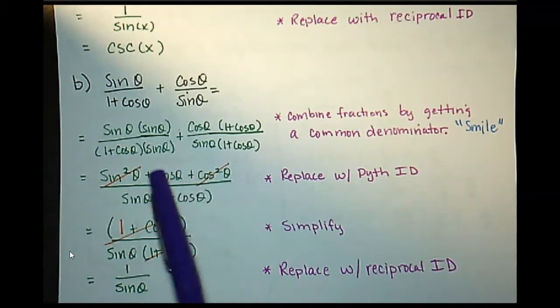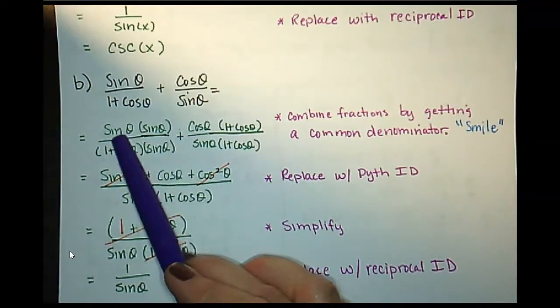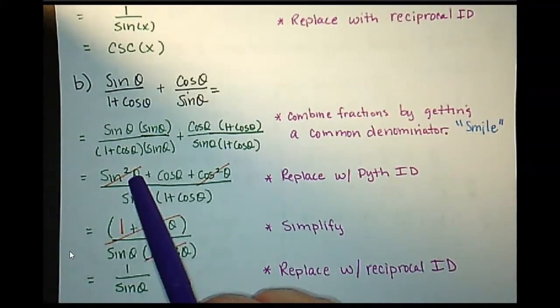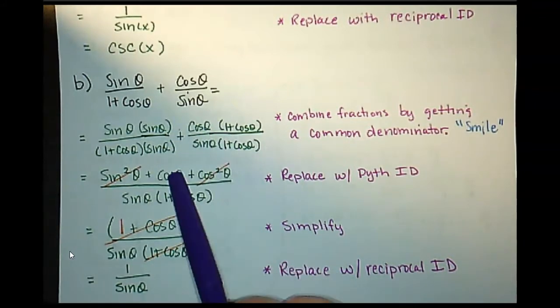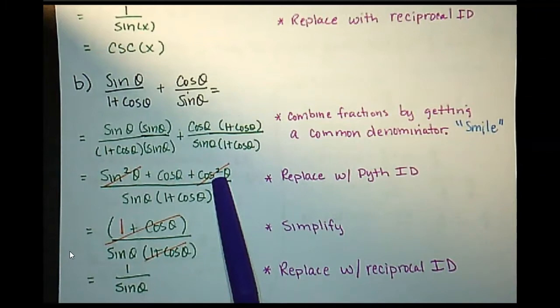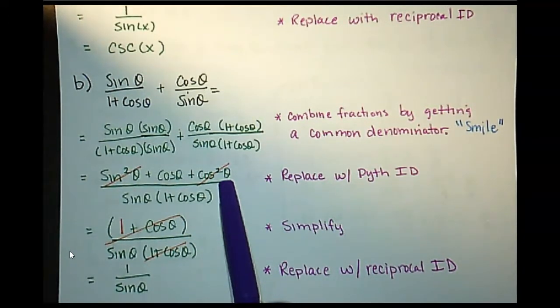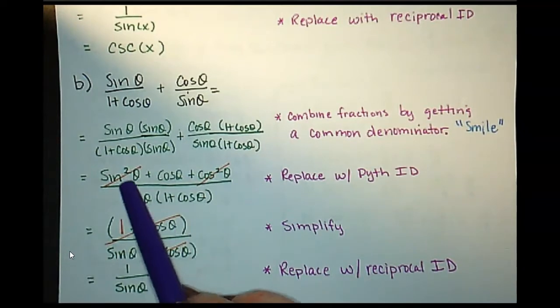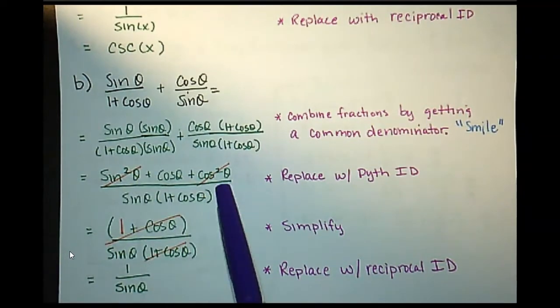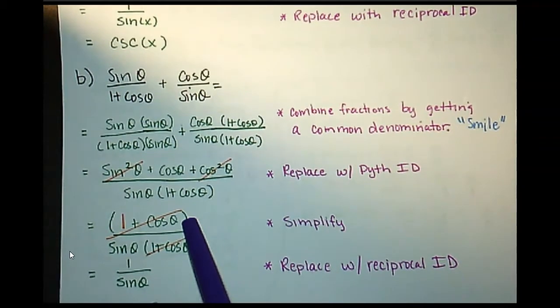Now again, once I combine my numerator, sine theta times sine theta is sine squared theta, cosine times 1 is cosine, cosine times cosine is cosine squared theta. In simplifying, we do not have to move the two pieces together to show the identity. We know that this is the Pythagorean identity, so I'm going to replace it with a 1 because sine squared theta plus cosine squared theta is 1. And that leaves me with plus cosine theta.